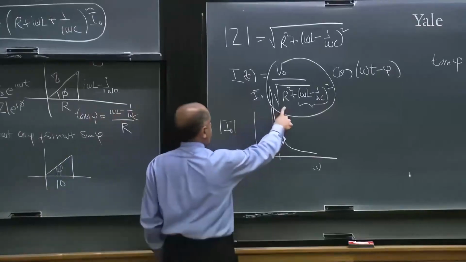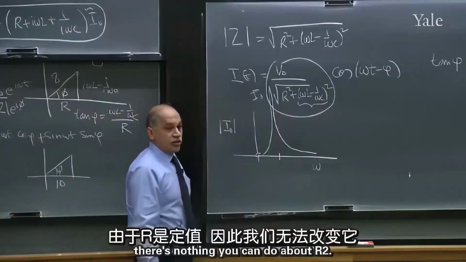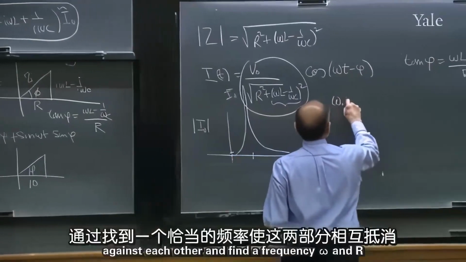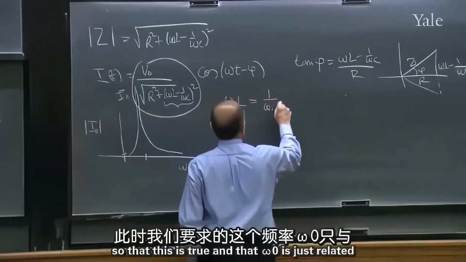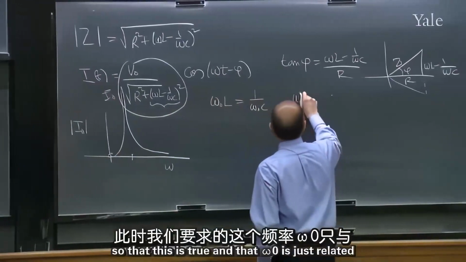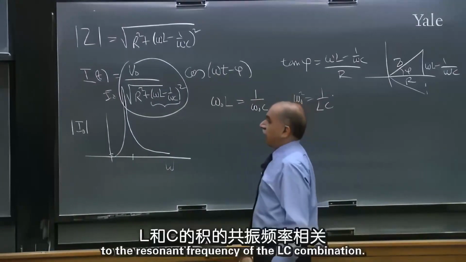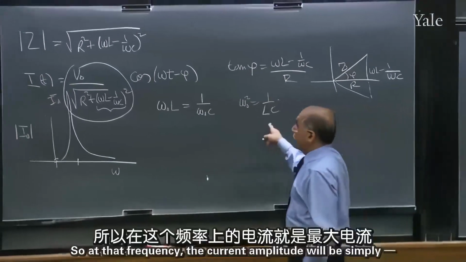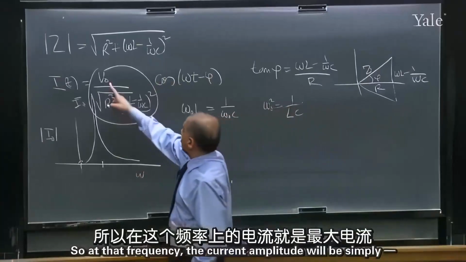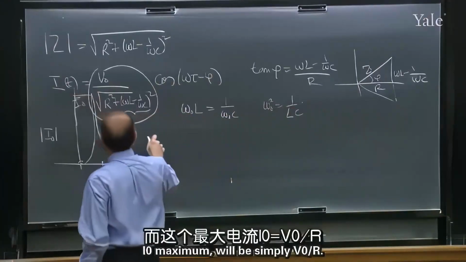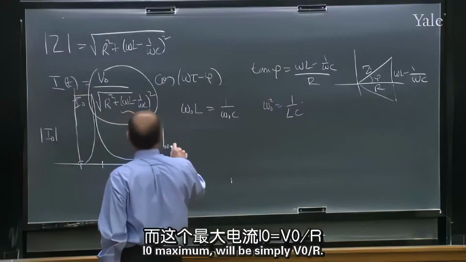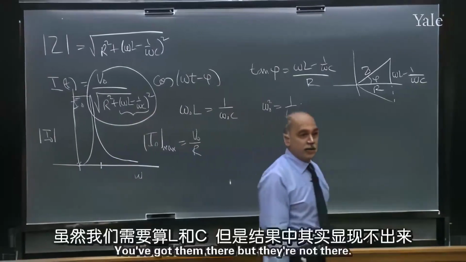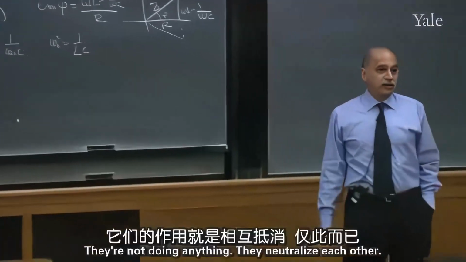See, you've got R squared. If you're trying to get the maximum current, there's nothing you can do about R squared. It is what it is. But you can play these two guys against each other and find a frequency, omega naught, so that this is true, and that omega naught is just related to the resonant frequency of the LC combination. So at that frequency, the current amplitude I0 maximum will be simply V0 over R. It's as if L and C are not there. You've got them there, but they're not doing anything. They've neutralized each other.